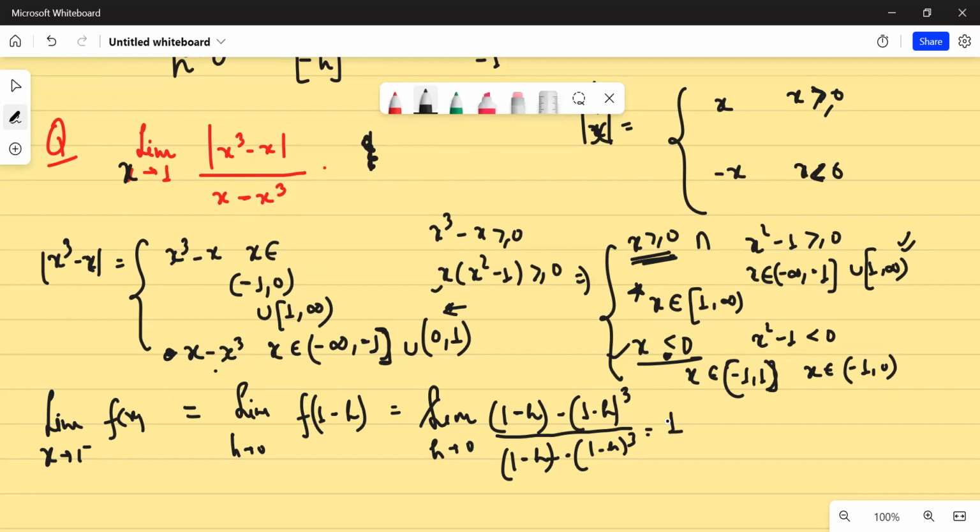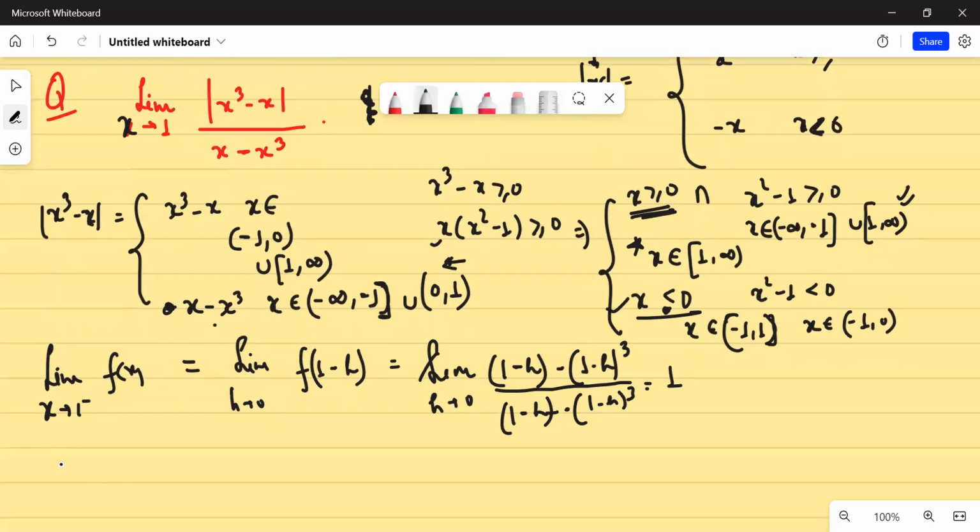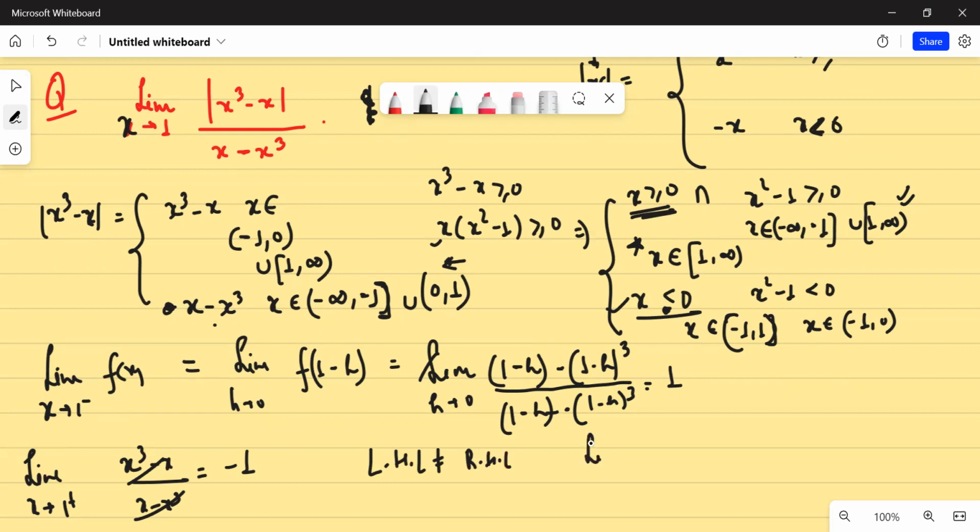Left hand limit was 1, right? Yes, sir. And the right hand limit, you can clearly see that if I want to find the limit to the right hand, this will be x cube minus x divided by x minus x cube. So this will get cancelled, will become -1. So clearly your left hand limit is not equal to right hand limit, and therefore your limit does not exist here as well. Yes, sir.